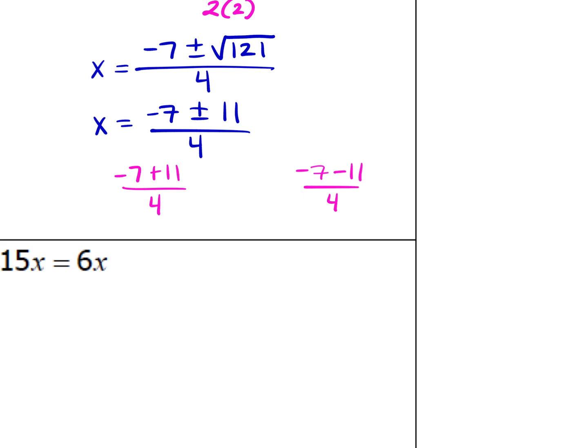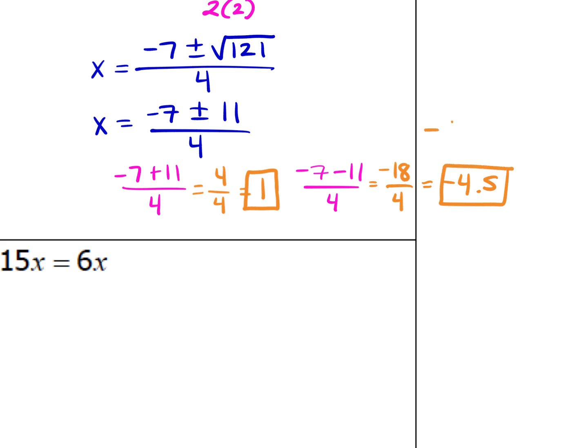Work those both out. So negative 7 plus 11 is 4 over 4, which is 1. Negative 7 minus 11 is negative 18 over 4. You can plug that into your calculator and give me a decimal, negative 4.5. The book is probably going to call it negative 9 halves. They'll leave it as a simplified fraction. I don't care which one you give me. They're the same thing. So negative 9 halves or negative 4.5, either one's great.